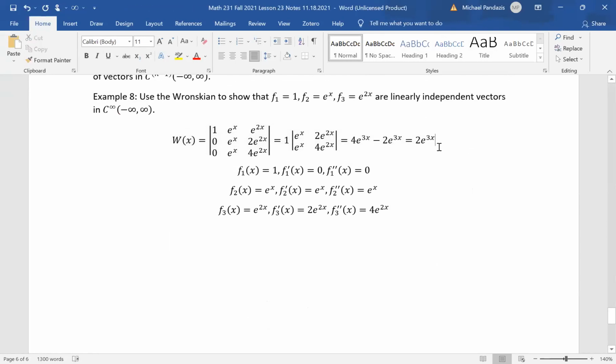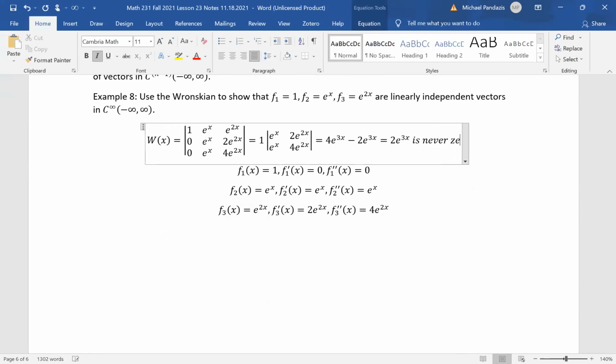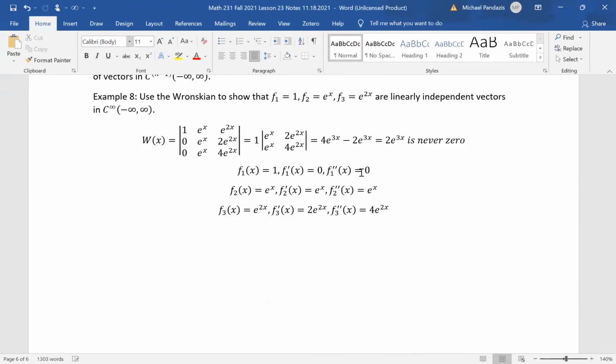The exponential function e to the 3x, like e to the x, is non-zero everywhere. So this function is never 0. The exponential function is always positive. It's never 0. And so e to the 3x is never 0. 2 times it is also never 0. So the Wronskian here is never 0.